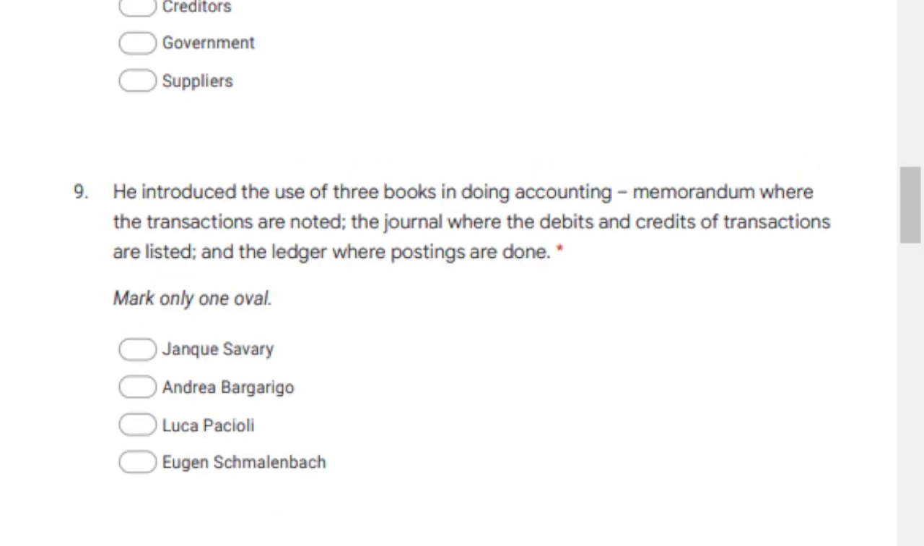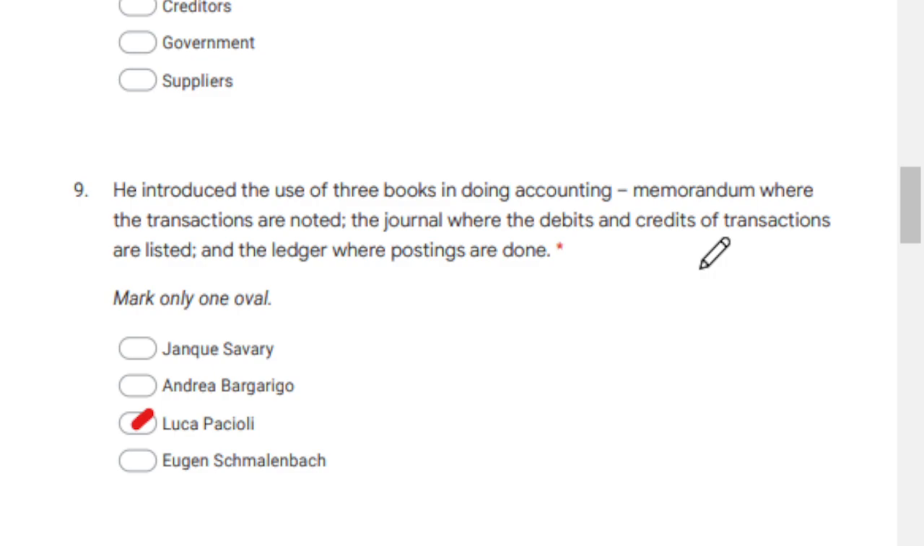Next, he introduced the use of 3 books in doing accounting: memorandum, where the transactions are noted; the journal, where the debits and credits of transactions are listed; and the ledger, where postings are done. So the father of accounting is Luca Pacioli, or the option 3. Again, our answer is Luca Pacioli.